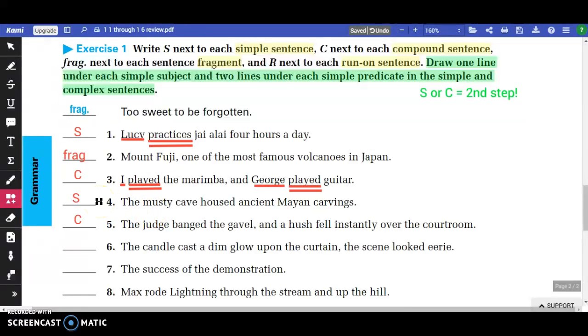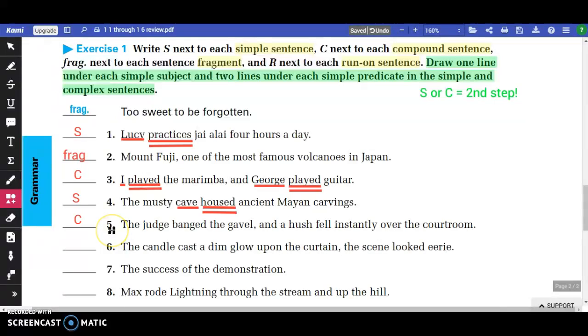4 is a simple sentence, so I have a second step now. The musty cave housed ancient Mayan carvings. So this is about the cave. And what that cave did was it housed ancient Mayan carvings. So that's my simple predicate, that's my verb.